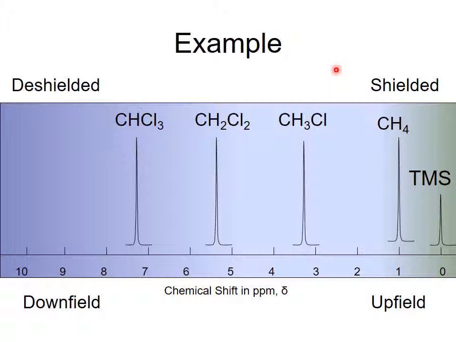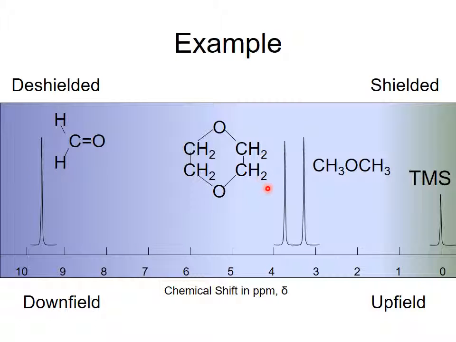So here's an example of shielding and deshielding. Here's our TMS at 0. And then what we have here is just methane. So right here at 1 part per million, we find methane. You put a chlorine on and look, it shifts it downfield. You put 2 on, it shifts it down even farther. You put 3 on, it shifts it even farther. And that's demonstrating how electron withdrawing shifts the peak downfield, or to higher parts per million.